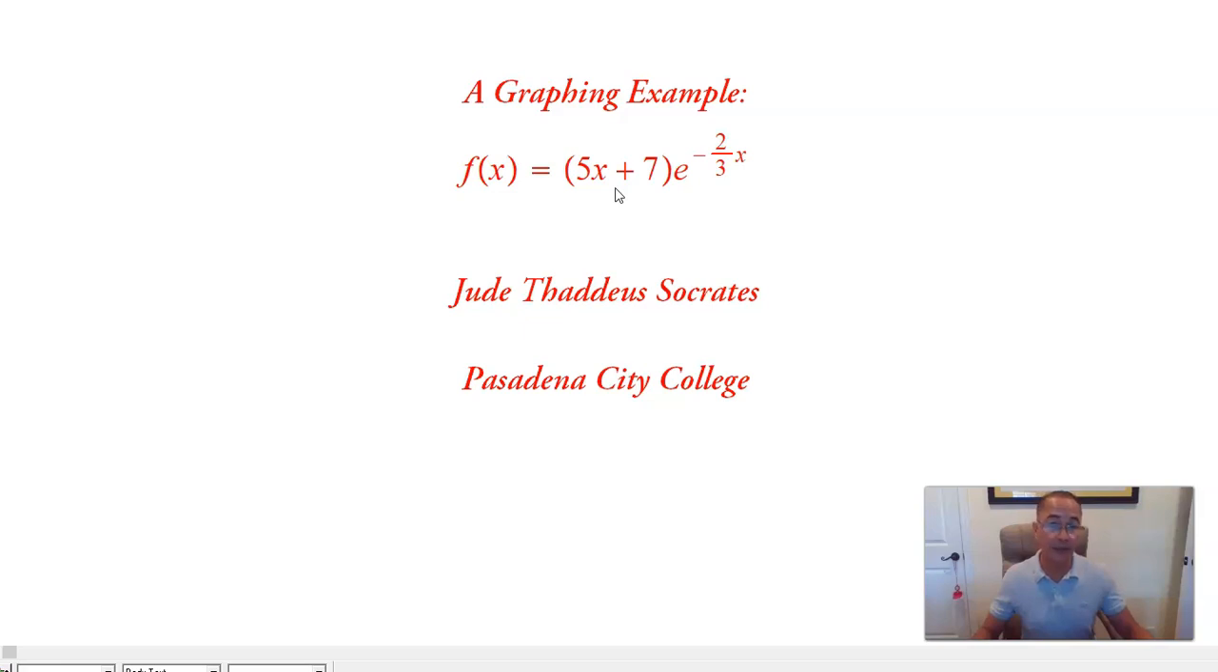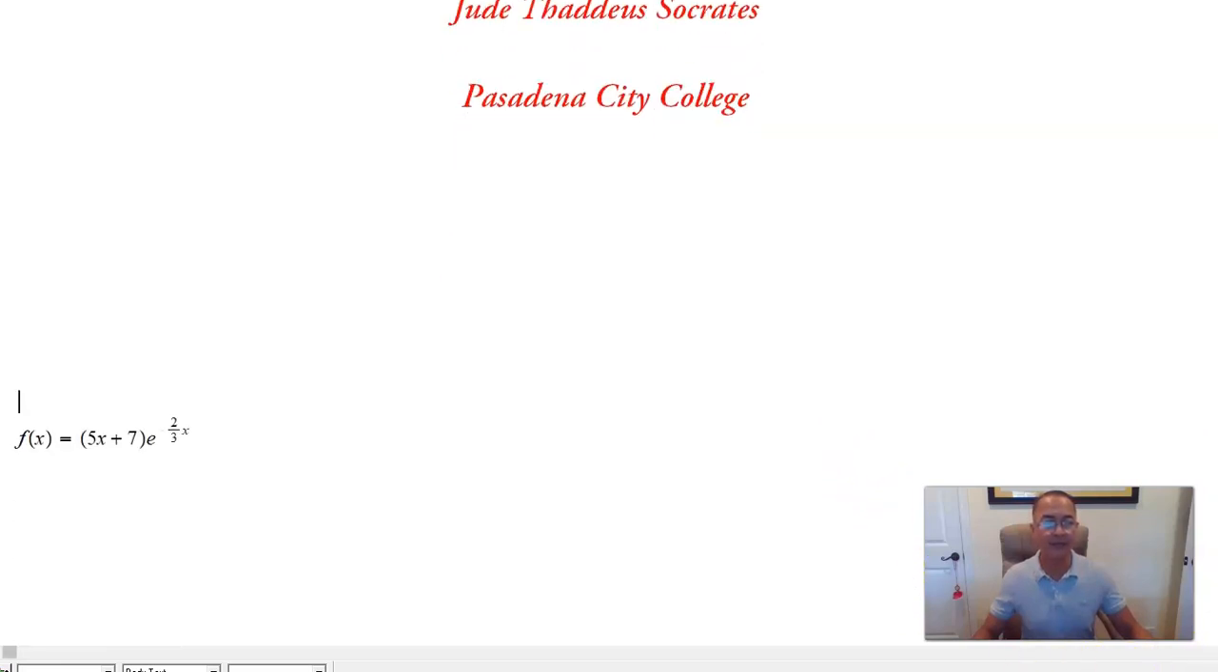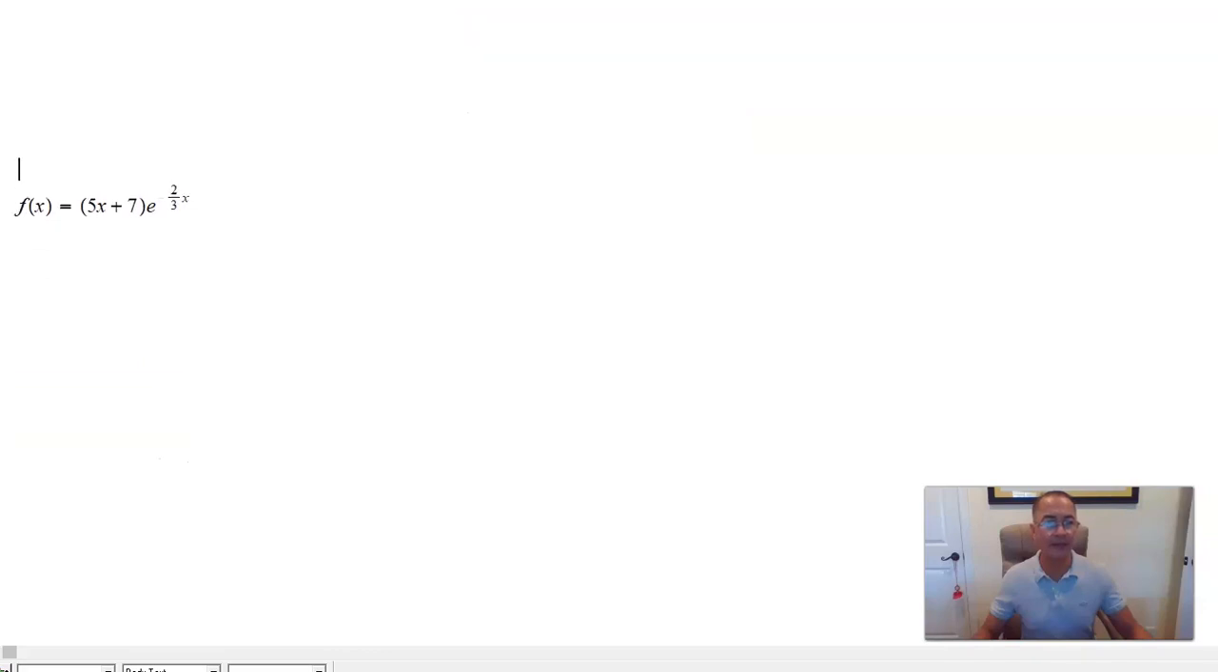We're going to do some calculus. We're going to do some maximum, minimum analysis, inflection points, increasing, decreasing, concave up, concave down, all that good stuff. Okay, but first, let's do something simple. Let's just look for intercepts.